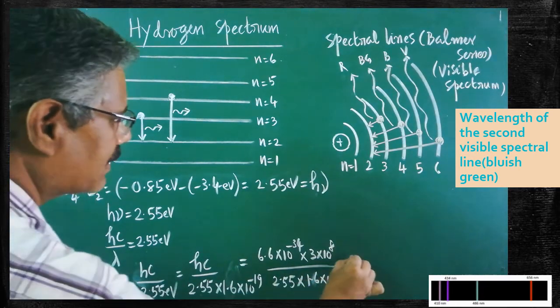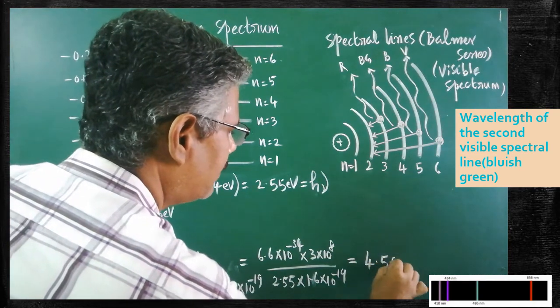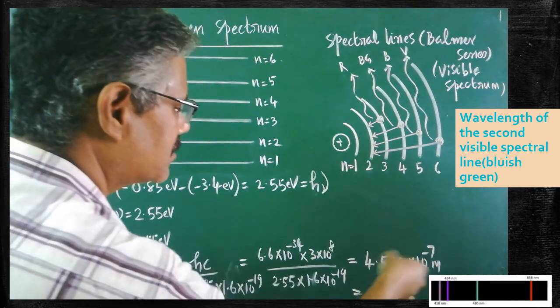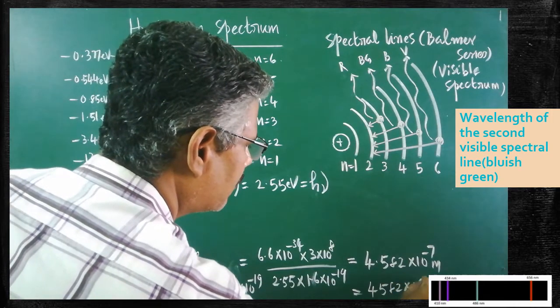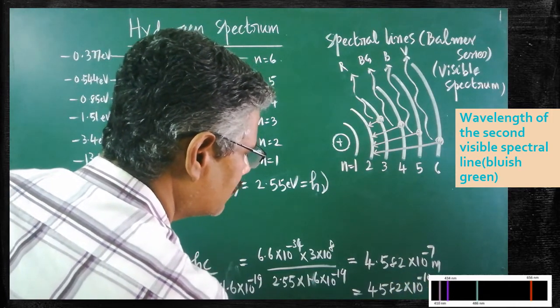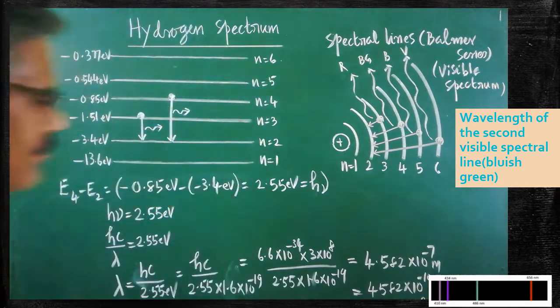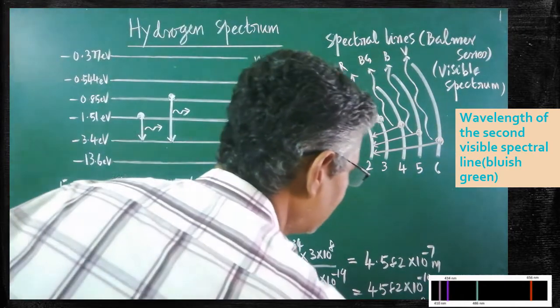If all values are calculated, finally you will get 4.582 into 10 to the power of minus 7. After shifting the decimal point, you will get 4582 into 10 to the power of minus 10 meter. This can be written as 4582 Angstrom units. If you go through the spectral line chart, it is found that the emitted color will be in the bluish green region.